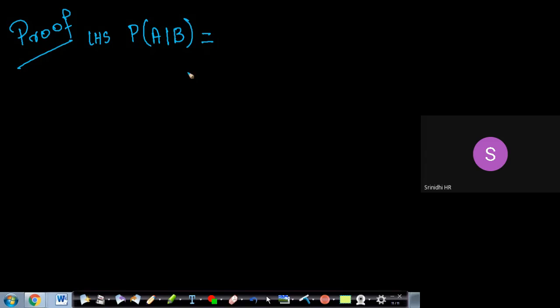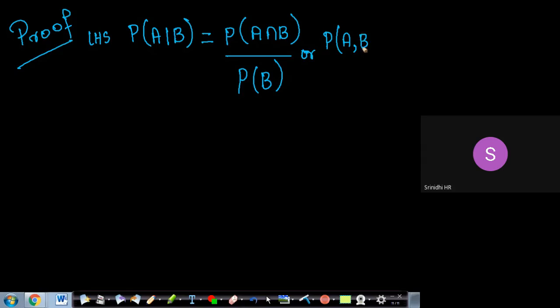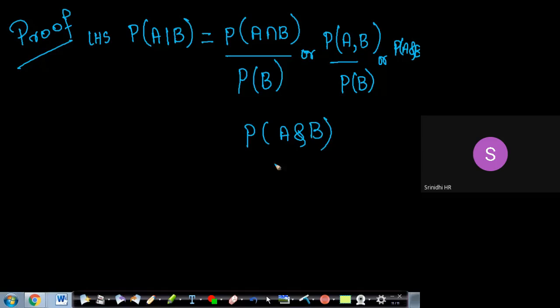How can I write this probability of A given B? I can write it as probability of A intersection B divided by probability of B. In some textbooks or reference books, it is stated as probability of A comma B divided by probability of B, or in a few books it is represented as probability of A and B. I'll write it here: probability of A ampersand B divided by probability of B. Some textbooks might start the proof with this or this or this.